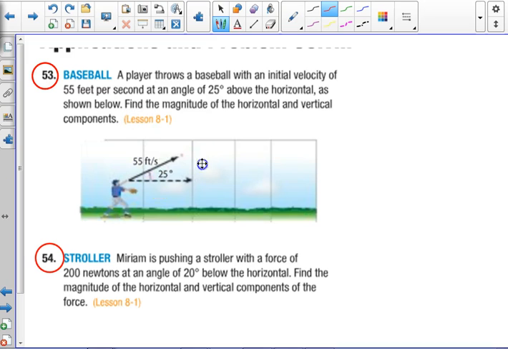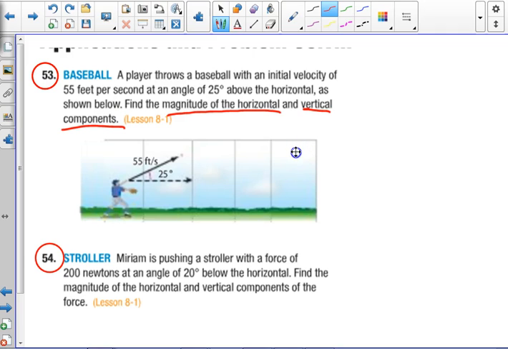this looks like it's not a parametric equation. I thought we had to do parametrics. I was all excited, but it's not. It just says find the magnitude of the horizontal and vertical components. Okay. Yeah, we just do sine and cosine.